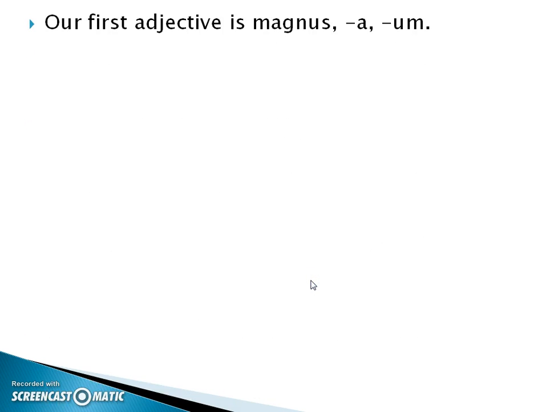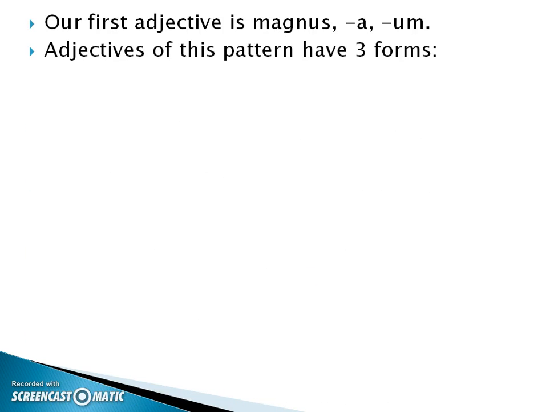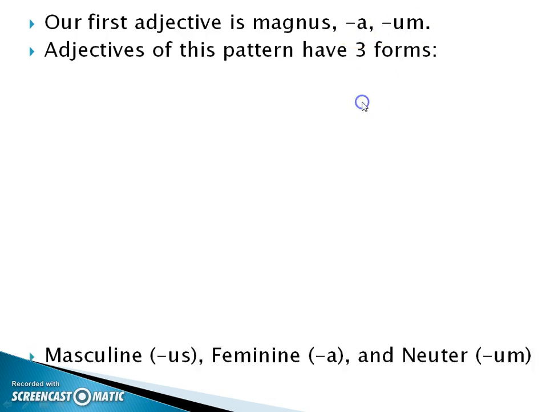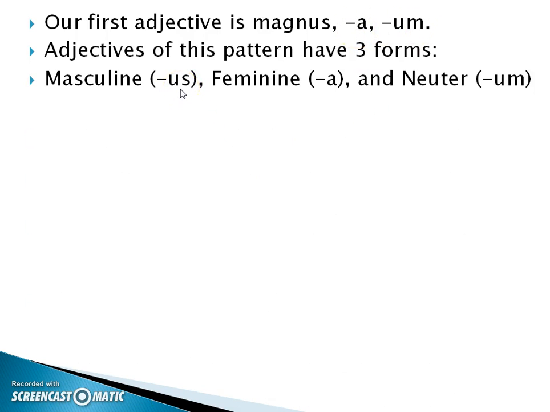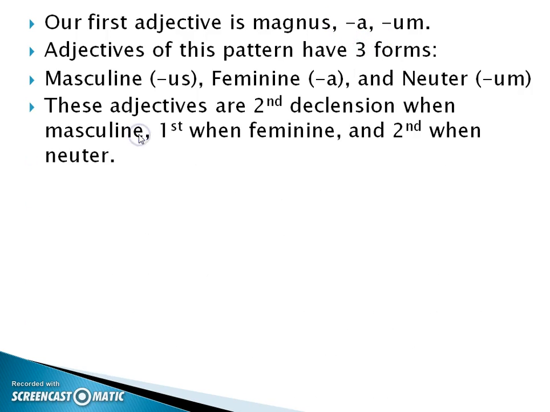So our first adjective was magnus, magna, magnum. Adjectives in this pattern have three forms. The masculine is the us, the feminine is the a, and the neuter is the um. So you have your three possible genders accounted for there. When these words are masculine, they'll be on a second declension chart, us. When they're feminine, they'll be on a first declension chart, a. And when they're neuter, they'll be on the second declension neuter chart, um. All right?